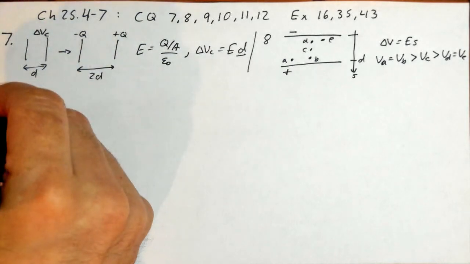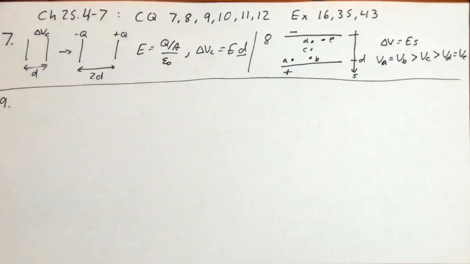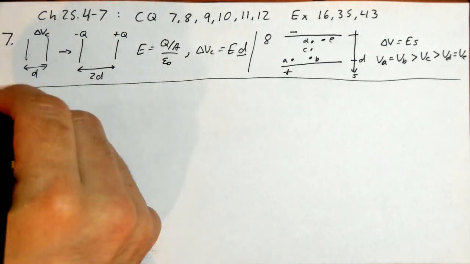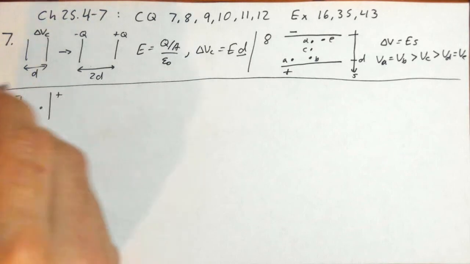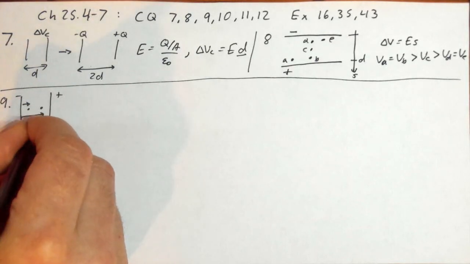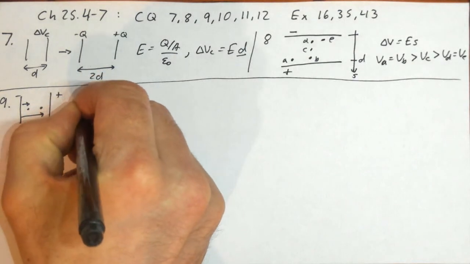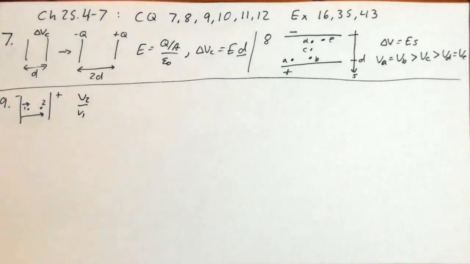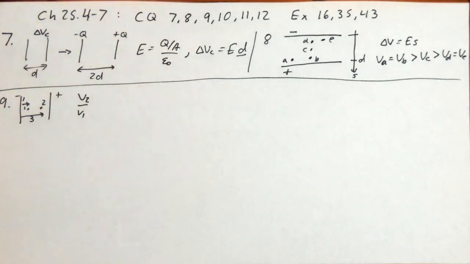Okay, now let's move on to number 9. Number 9 is kind of similar. We've got the diagram here with 2 dots, a negative and a positive plate. The first dot is 1 millimeter away. The second dot is 3 millimeters away from the negative plate. So what is the ratio V2 over V1, with this being 2, this being 1? Again, note that this is 3 millimeters away and 1 millimeter away.